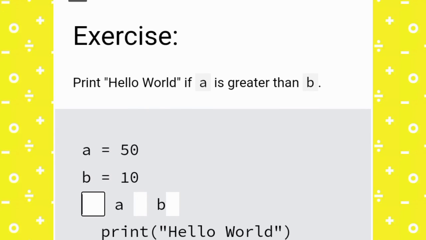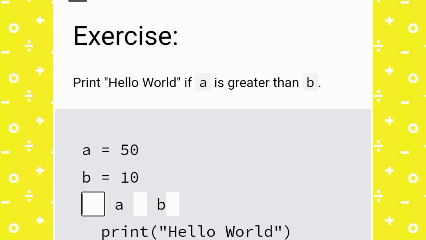Now with the first exercise, it says print hello world if A is greater than B. So A is equal to 50, B is equal to 10. So here, check among these two variables, the numbers assigned to them, which one is greater than the other. You can see clearly that 50, which is assigned to the variable A, is greater than B. So obviously A is greater than B.